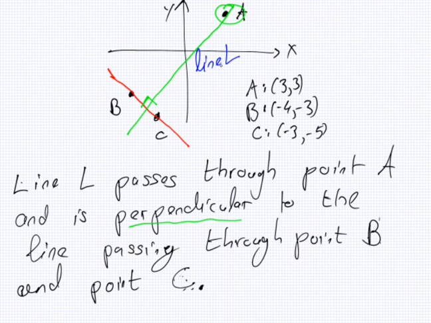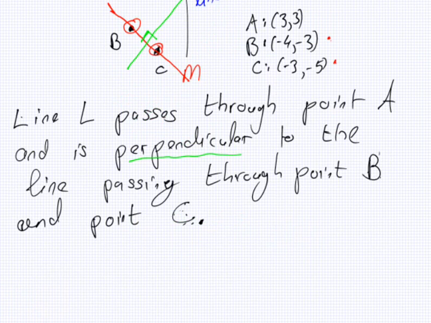And I want you to give me L. L is parallel to K, and it passes through point A. So I want everybody to find L here. Calculate the equation of the line L.